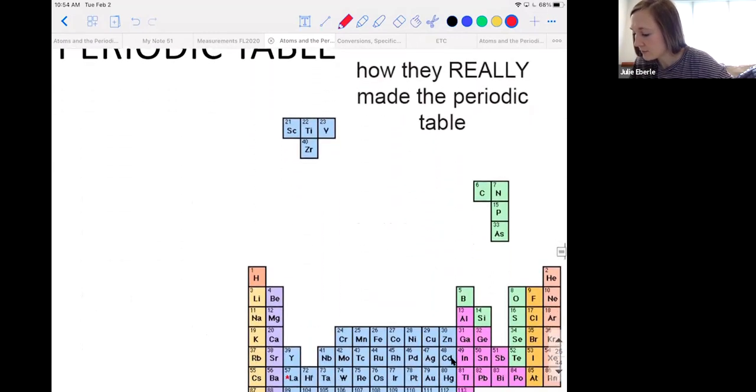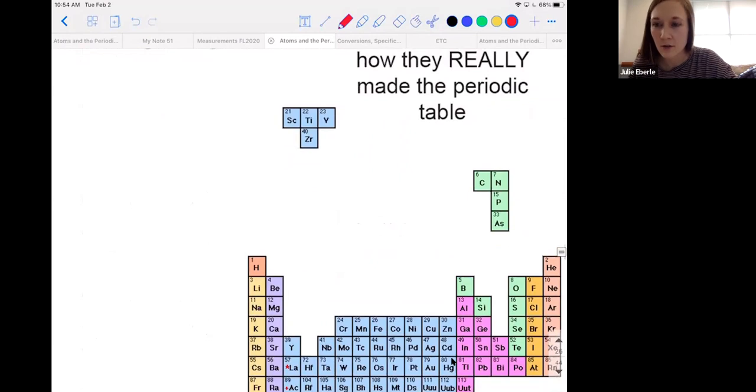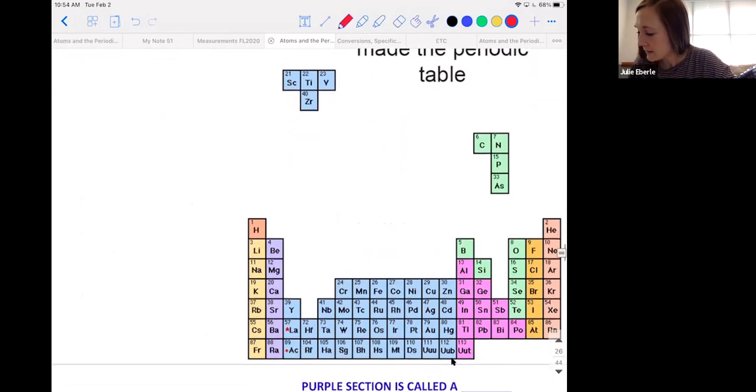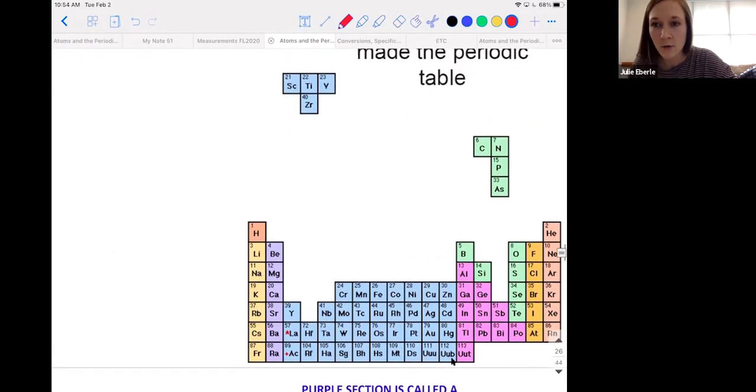So the periodic table. I love a good chemistry joke. This is how they made it. It was a giant game of Tetris. I know you're all wondering.